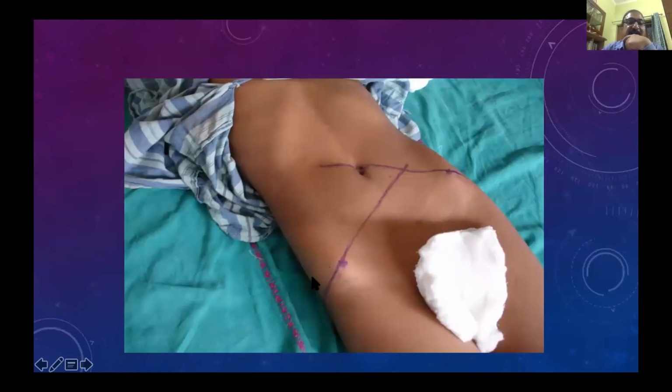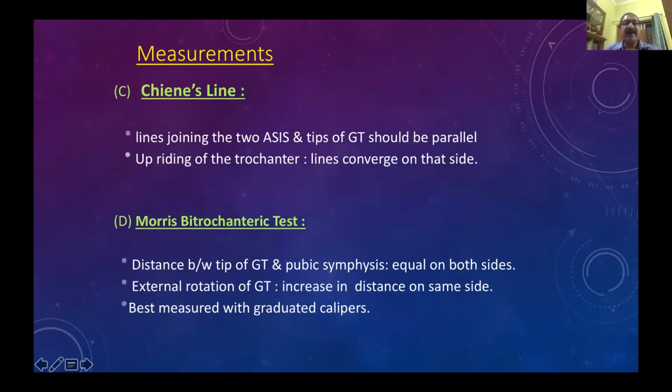this is another method of seeing whether there is supratrochanteric shortening or not, the Shoemaker's line. The line joining the tip of the greater trochanter and the anterior superior iliac spine is extended further to the midline. If there is a supratrochanteric shortening, these 2 lines will intersect on the opposite side and below the umbilicus. I think I'll leave this.